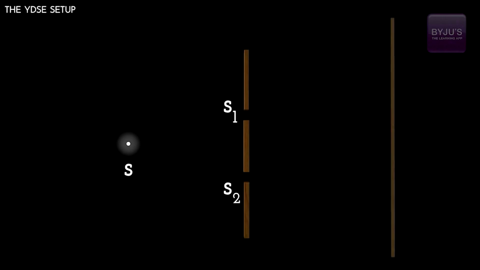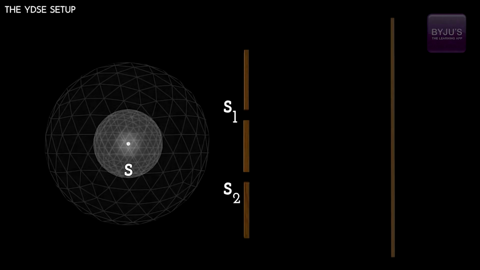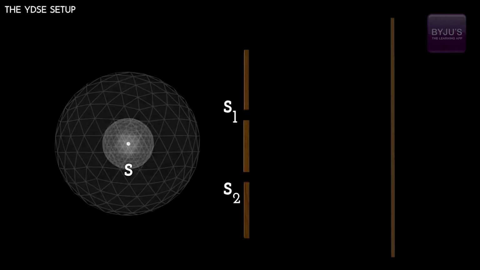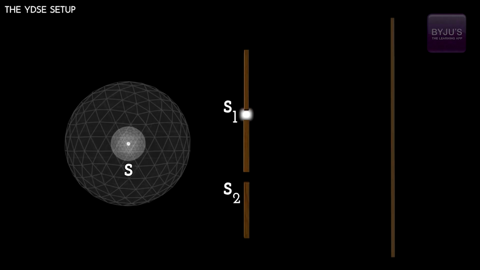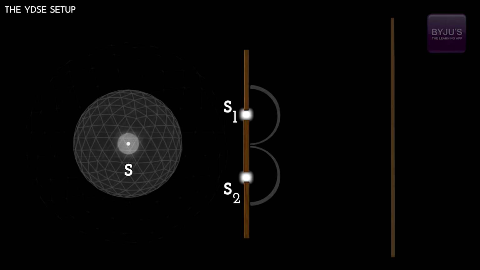One thing to note is that the point source S is placed in such a way that it is equidistant from S1 and S2. Now, what would happen? We know that the point source S, because it's the source of light, will produce spherical wavefronts. When these wavefronts hit the slits S1 and S2, we know from Huygens' principle that every single point on the wavefront acts as a source itself. Therefore, these two slits will produce cylindrical wavefronts.